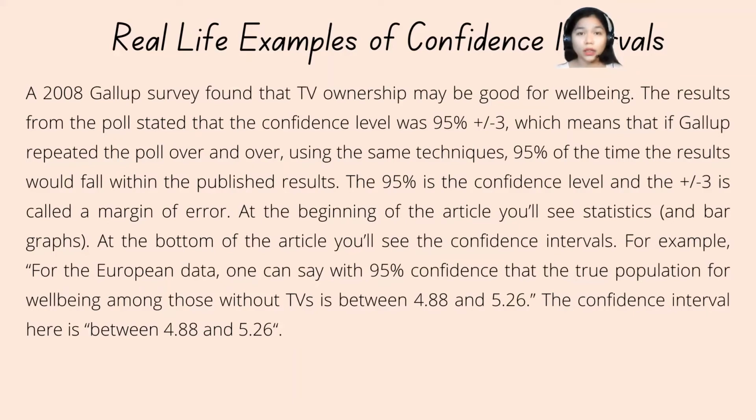We need to allot a margin of error for us to know that confidence interval. Usually, at the bottom of the article, if it is published, we will see the confidence interval. Then, there are also bar graphs. So, for this poll, for the European data, one can say that with 95% confidence, the true population for well-being among those without TVs is between 4.88 and 5.26.